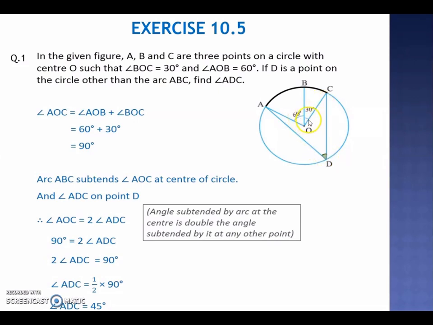Now angle BOC is 30, angle AOB is 60. So this angle AOC will be 60 plus 30, that is 90 degree. Now we have already studied the theorem, angle subtended by arc at the center is double the angle subtended by it at any other point. So AOC is the angle subtended by arc AC at the center. This is 90. So the angle subtended by the same arc AC at any other point on the circle will be half of angle AOC. That is half of 90, that is 45 degree.